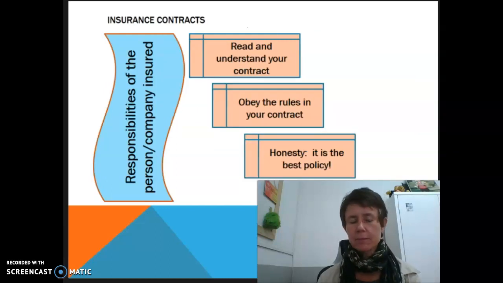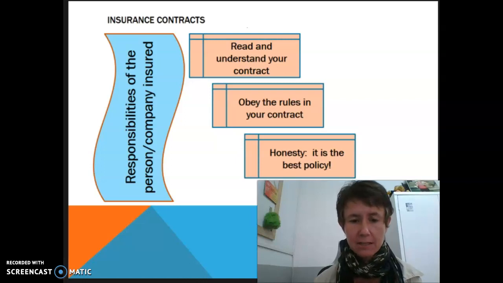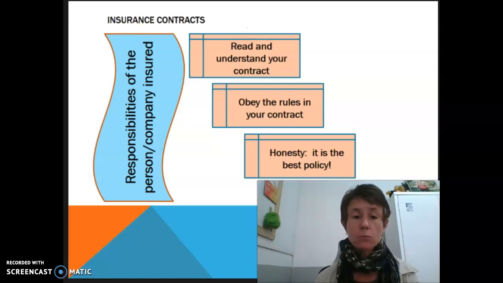Right, the responsibility of the person who is being insured. You must read your contract very carefully to make sure what you are covered for. You also need to obey the rules of the contract. And most importantly, with insurance, it really is about utmost good faith. So in other words, being honest. You can't insure a gold ring that's worth 100,000 Rand if actually your gold ring is only worth 1,000 Rand. So you need to be honest about the items that you are insuring.